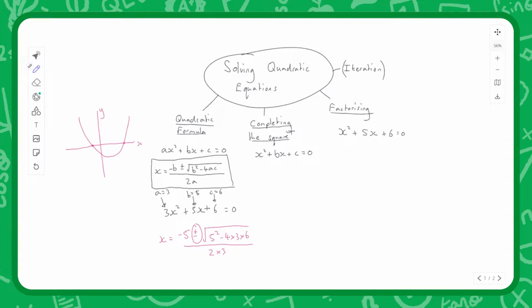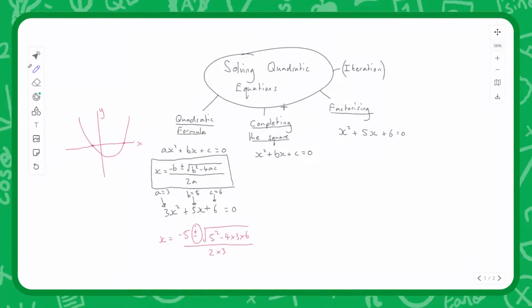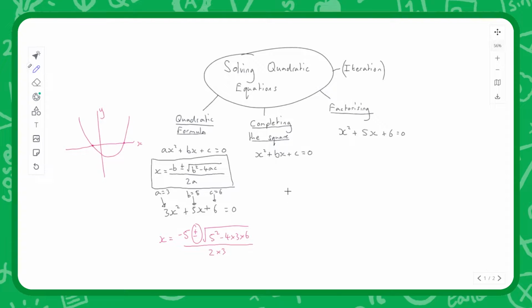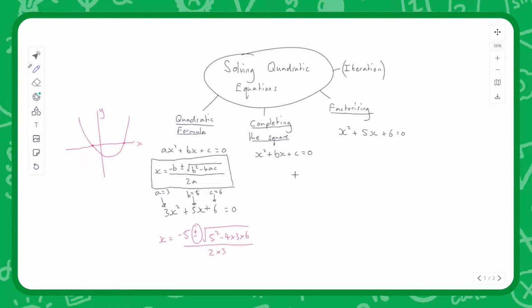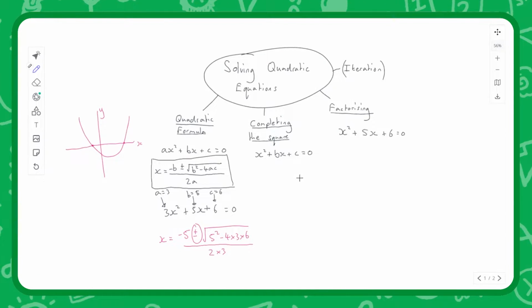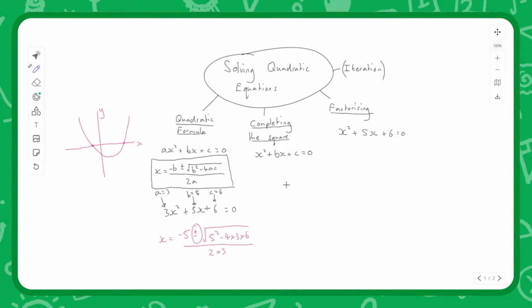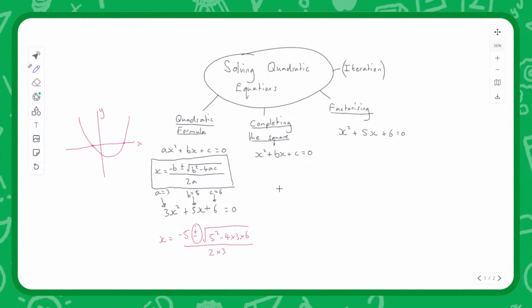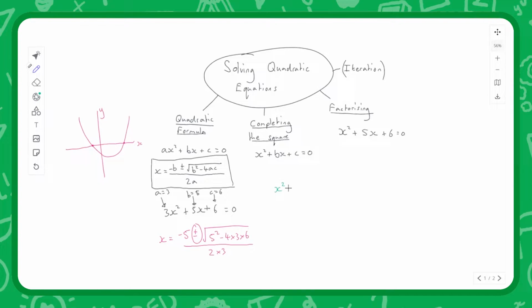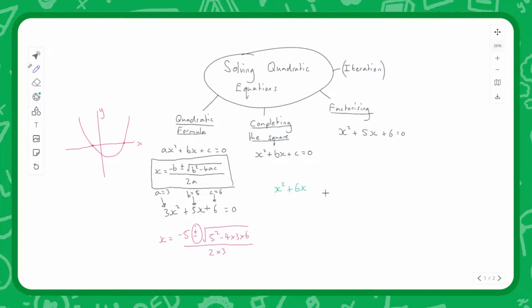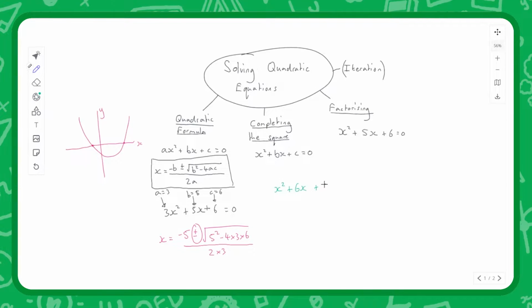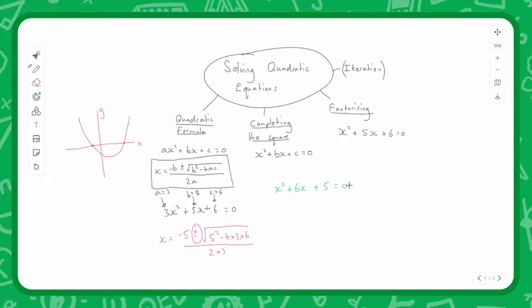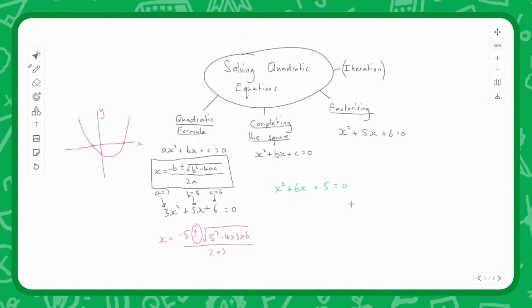Next up, we are going to look at completing the square. This may be the more complex of the three. So there's a general rule which we're going to derive as we go. Again, let's start off with an example. So let's say we've got x squared plus 6x plus 5 equals 0, and we want to complete the square on this.